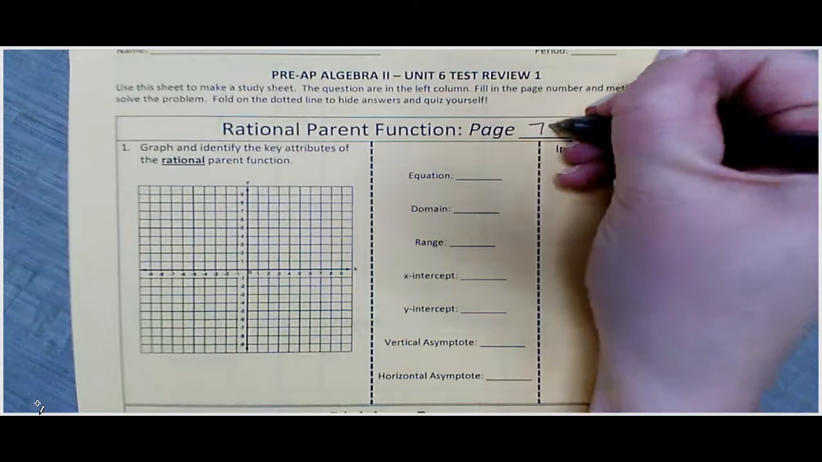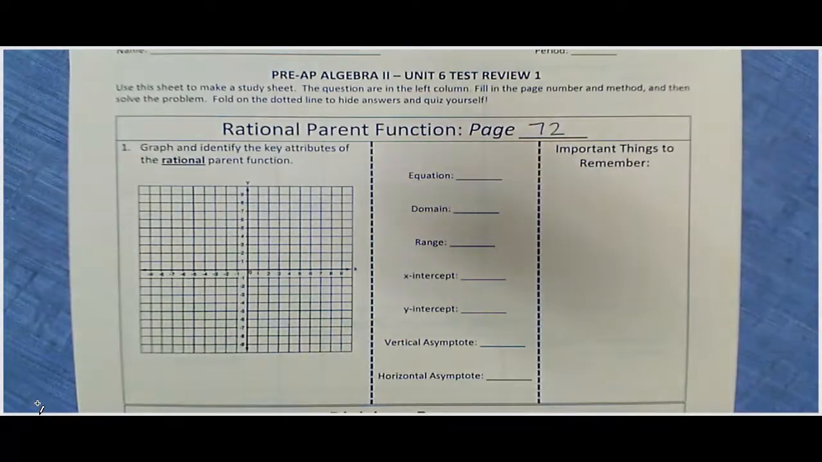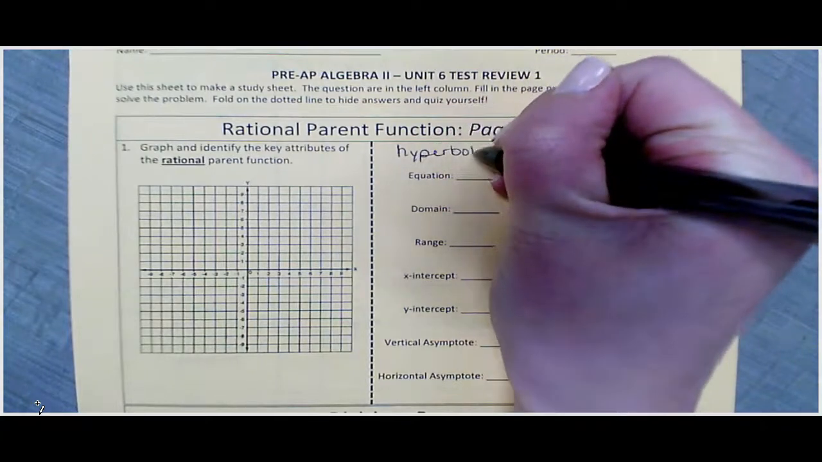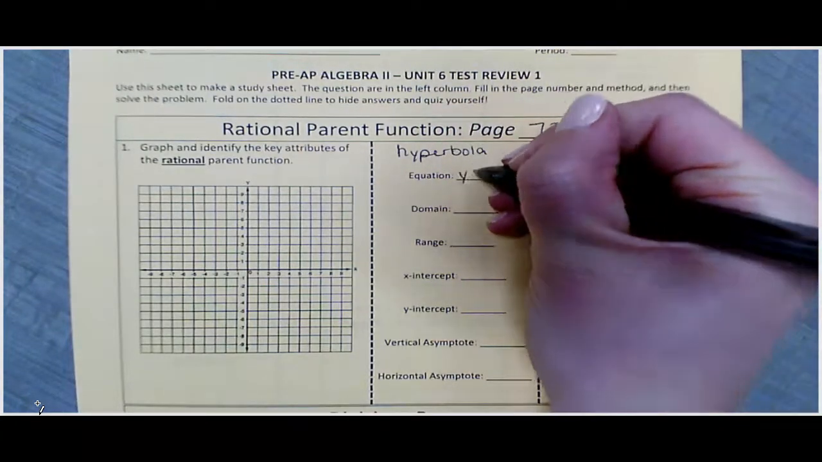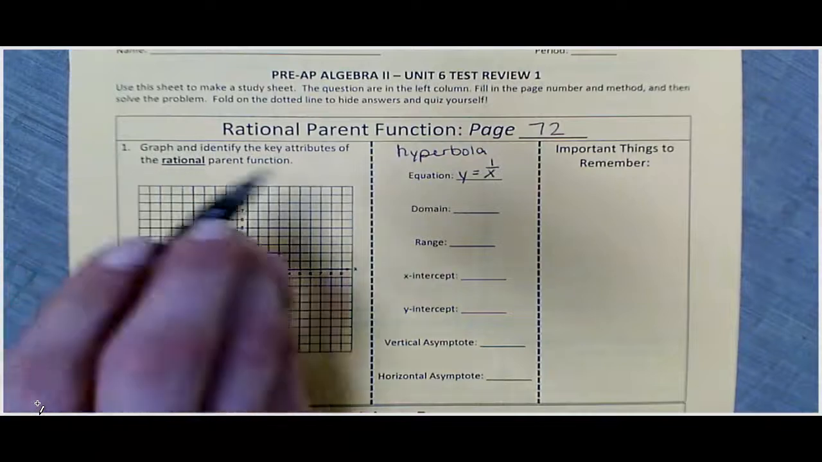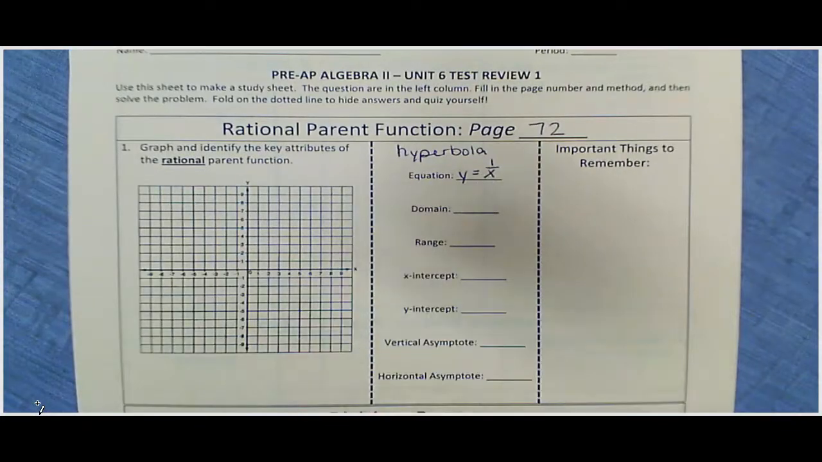It should be on page 72. It's the very first set of notes, 6-1. Asks us to graph and identify the key attributes of the rational parent function. Remember that the rational parent function is called a hyperbola. The equation is y equals 1 over x. Remember that rational indicates fraction, so 1 over x is the fraction.